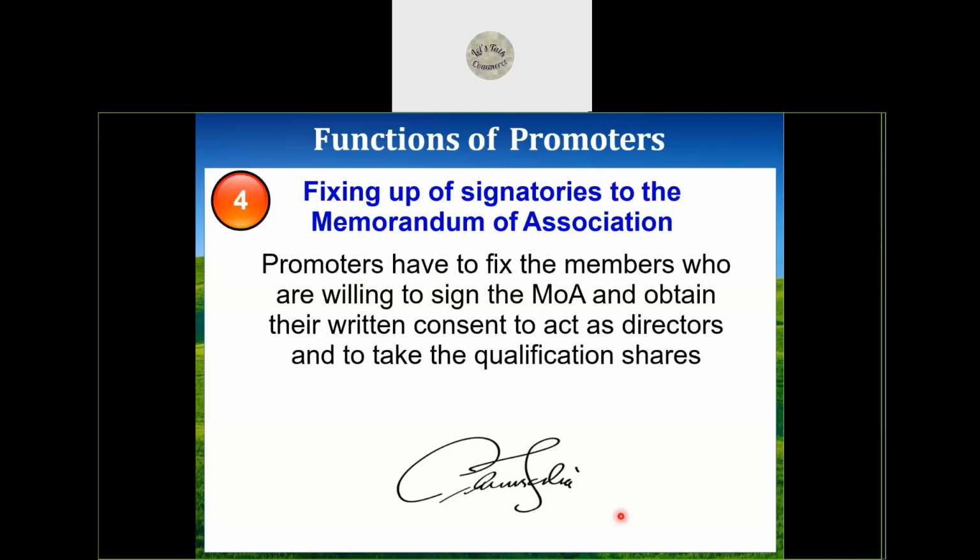Fourth step में हम क्या करते हैं, हमें साइन करने के लिए signatories जो रिटर्न कंसेंट दे रहे हैं साइन करके Memorandum of Association पे we fix those people. Promoters have to fix the members who are willing to sign the MOA. MOA means Memorandum of Association, and obtain their written consent to act as directors and to take the qualification shares. हम मेमोरेंडम ऑफ एसोसिएशन पर उनके सिग्नेचर लेते हैं और हम उनकी रिटर्न में कंसेंट लेते हैं that you are giving your consent that you will be the director of this company and you will be taking the qualification shares. So this is the fourth step.